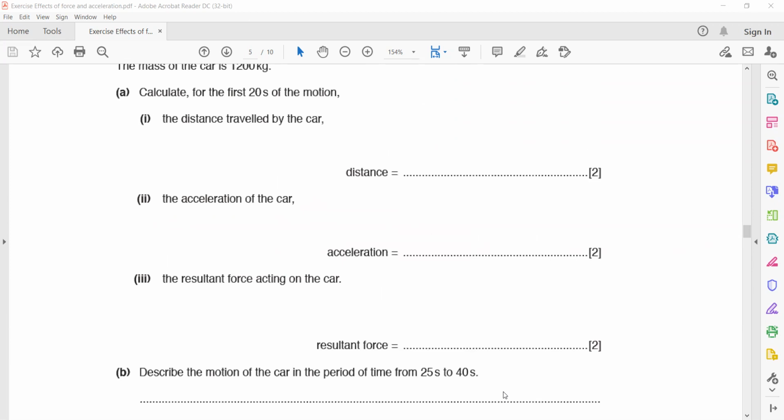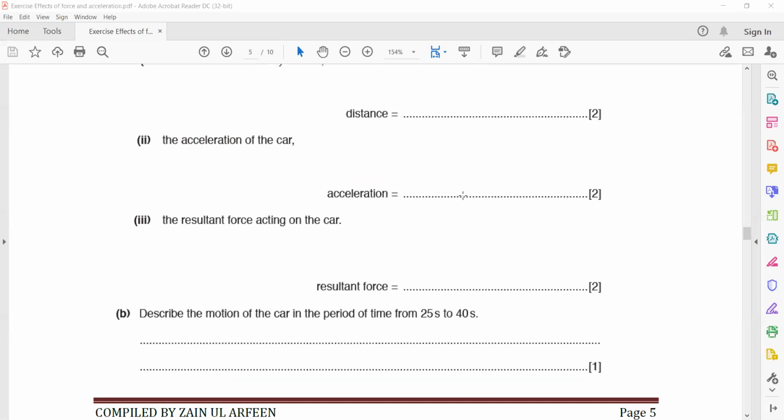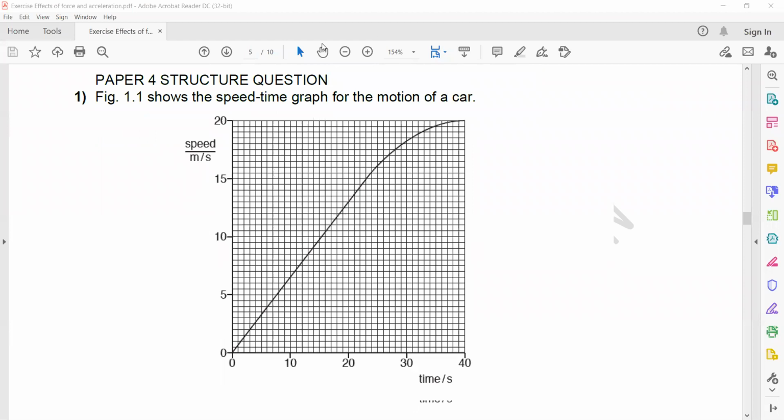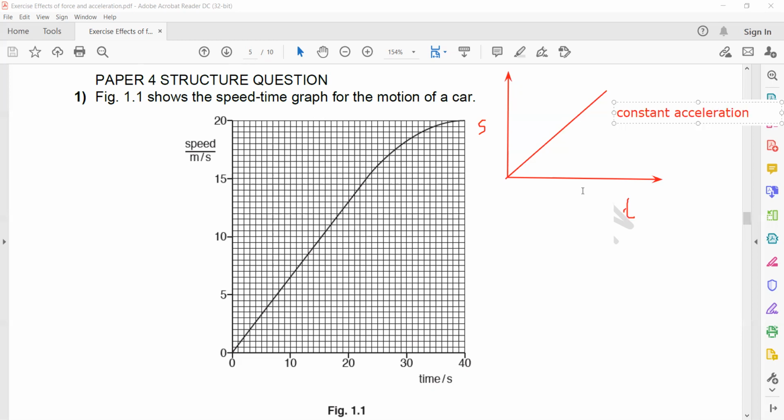You can use the mic, specific part you are talking about. About the acceleration decrease, the question is describe the motion of the car in the period of time 25 to 40 seconds. As we discussed in speed time graphs, for a speed time graph, if it is a straight line, what we call that is constant acceleration, means constant change in the speed.